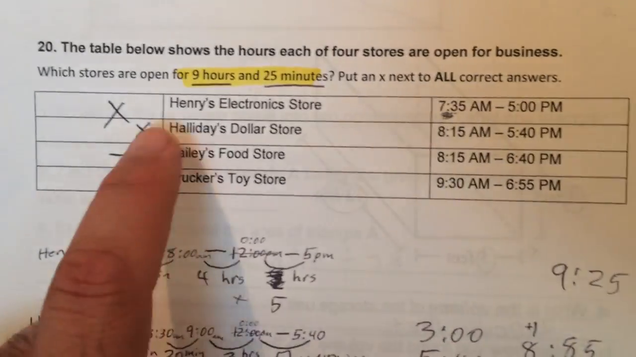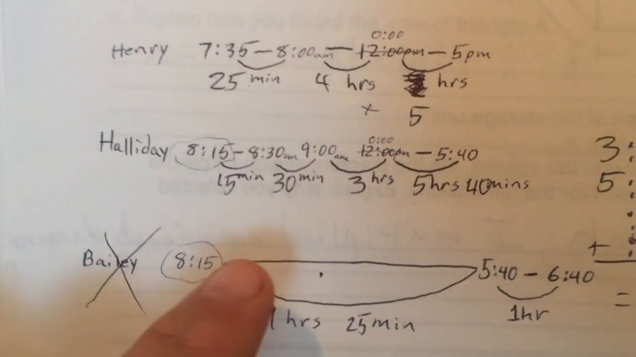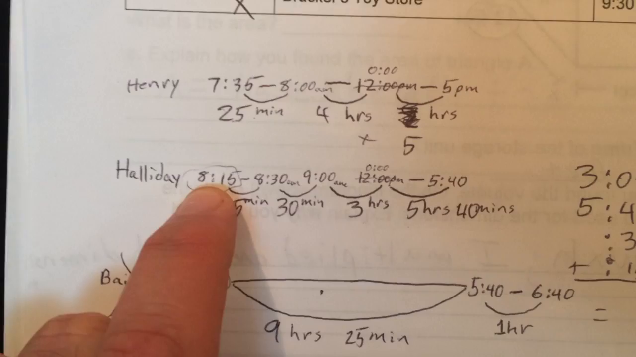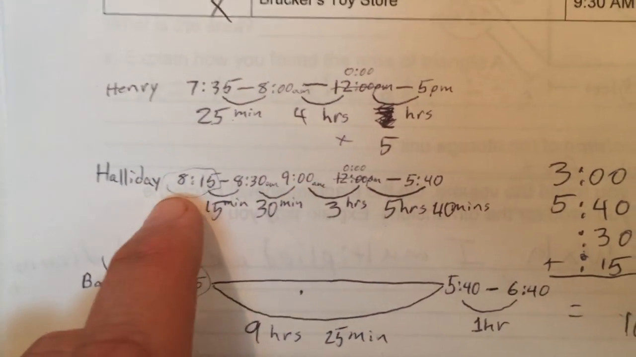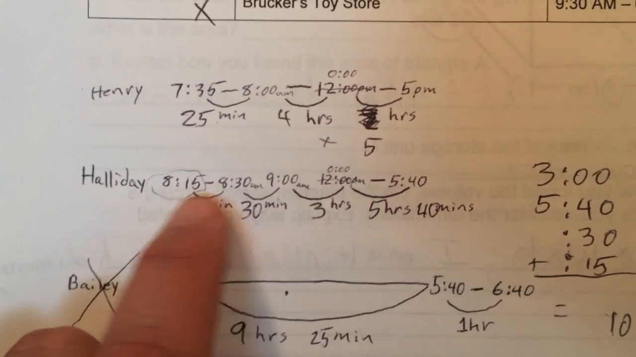And again, this one's a different time, but it still could be the correct answer. So go 8:15, and then I'll look at how I benchmarked this one. I chose to go to 8:30 because maybe it's harder for me to realize, oh, there's 45 minutes to the next hour. So I'm just going to go from 8:15 to 8:30 and be like, oh, that's 15 minutes. I understand that.